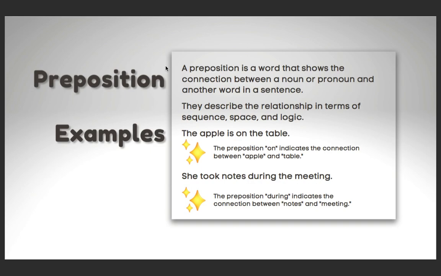For example, the apple is on the table. The preposition on indicates the connection between apple and table. She took notes during the meeting. The preposition during indicates the connection between notes and meeting.